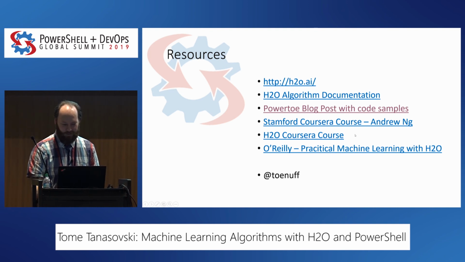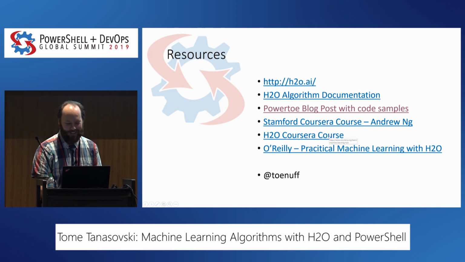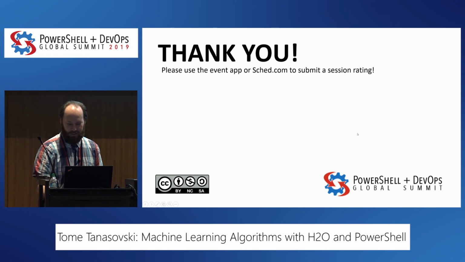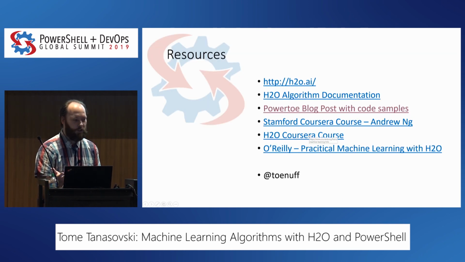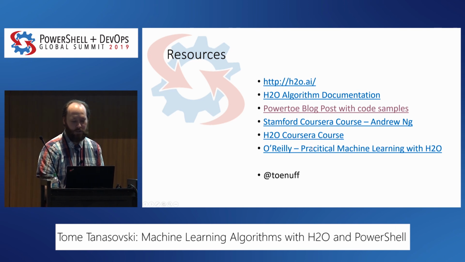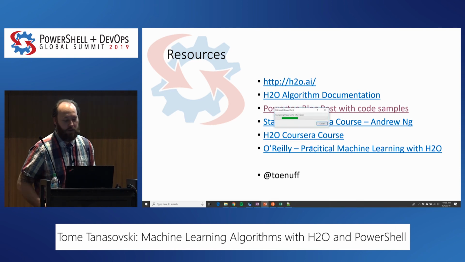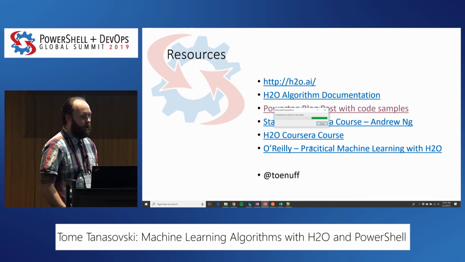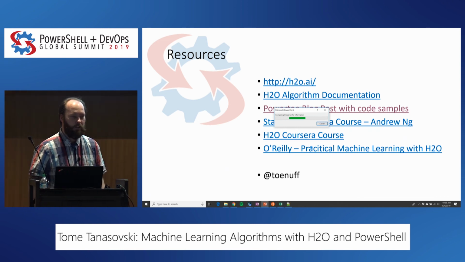So, anyway, the H2o Coursera course. This is a new one I found. So apparently H2o put out a Coursera course. I haven't tried it yet, but since it exists, we might as well use it. And then there's an O'Reilly book, Practical Machine Learning with H2o. All the code samples there are usually in Python and R.